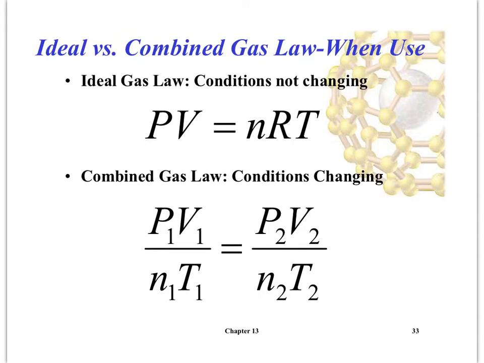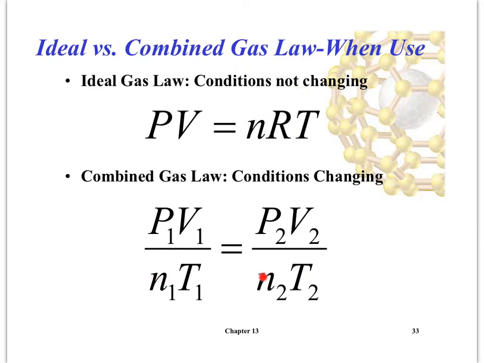So looking at the ideal gas law, PV equals nRT, and the combined gas law, when would you use which one? Well, the ideal gas law, you would use if you don't have changing conditions. You have only one gas and you have three of the four variables. R is a constant, you know that. So we have four variables. If we have three of them and we're solving for the other one, that's when you would use it. So when you have no changing conditions.